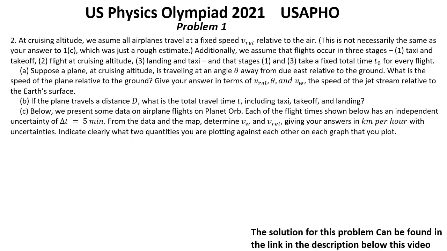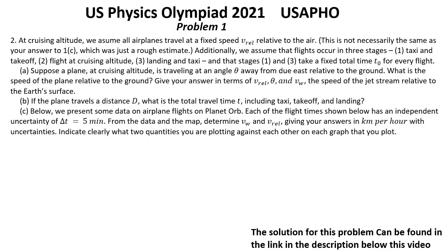Part 2. At cruising altitude, we assume all airplanes travel at a fixed speed v_rel relative to the air. This is not necessarily the same as your answer to Part 1 Question C, which was just a rough estimate. Additionally, we assume that flights occur in 3 stages. First, taxi and takeoff. Second, flight at cruising altitude. Third, landing and taxi, and that stages 1 and 3 take a fixed total time t0 for every flight.